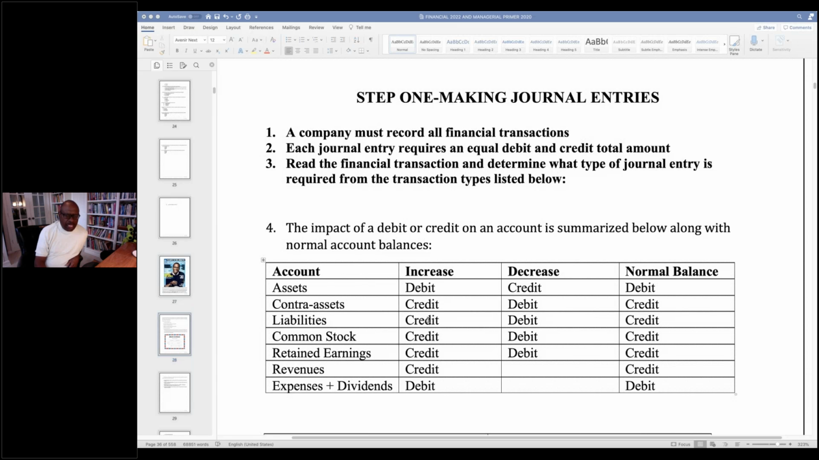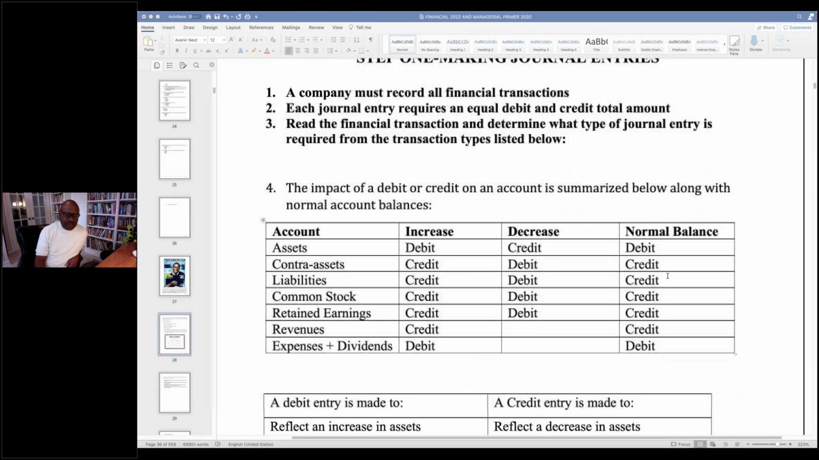Liabilities: credits increase them, debits decrease them. Normal balance is a credit. Common stock: credit, debit, credit. For retained earnings, a credit increases it, a debit decreases it. The normal good balance is a credit, but if you balance out to a debit, then that means your company is not doing so well. Revenues, credits only. Expenses and dividends, debits only in journal entries and the balance.